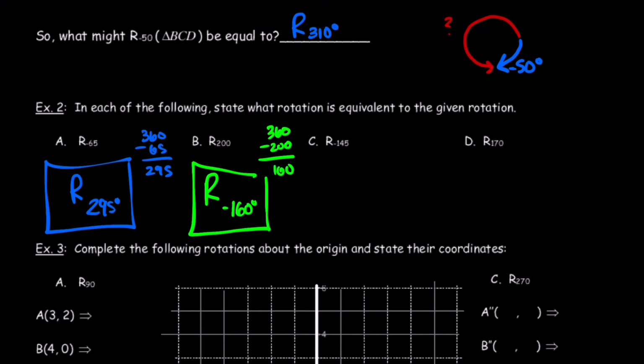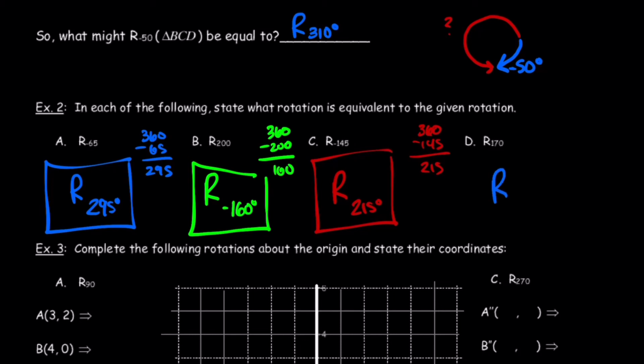A rotation of negative 145 is the same as a rotation of a positive, and I take 360 minus 145. What's that going to give me? 215. So that's going to be 215 degrees. And a rotation of 170 would be equivalent to a rotation of a negative, and I take 360 minus 170. All right, so that's going to be 190. It's the same as a rotation of negative 190 degrees.